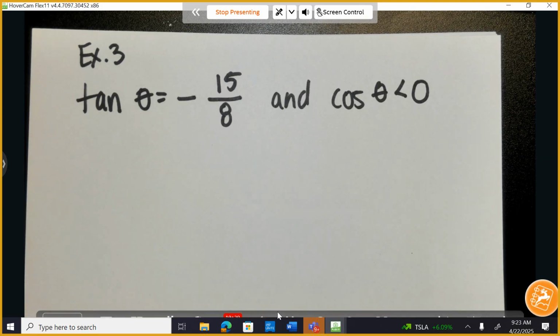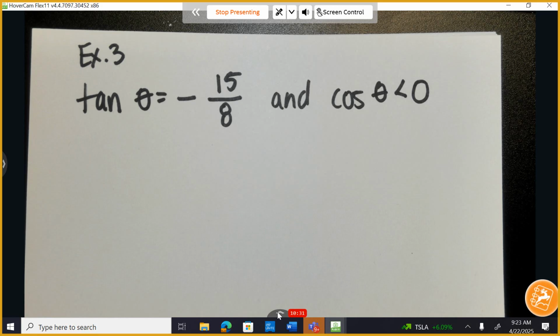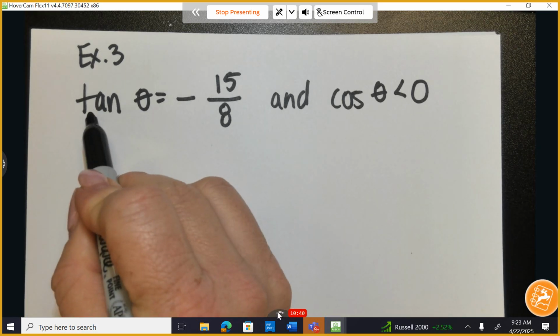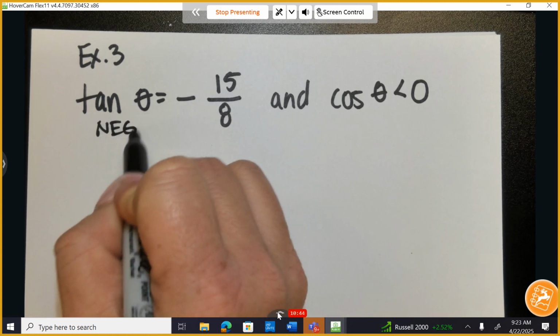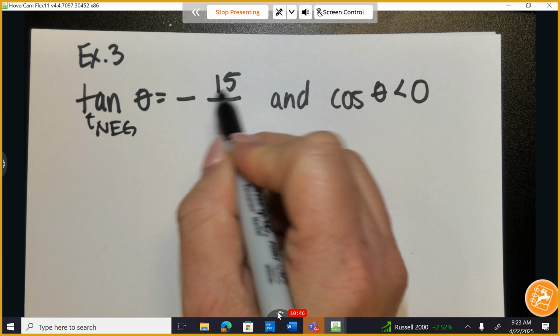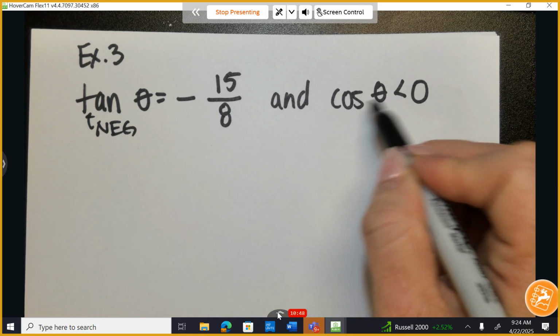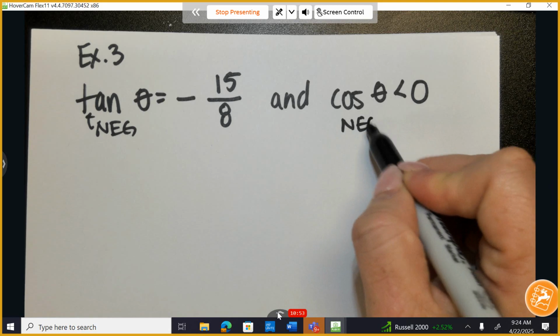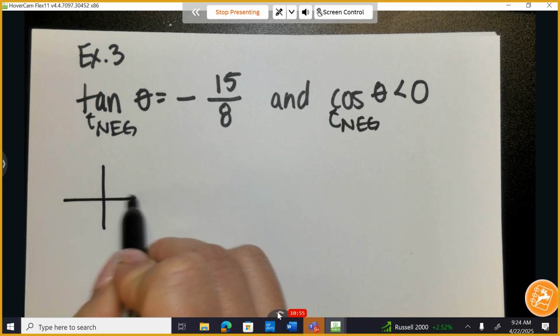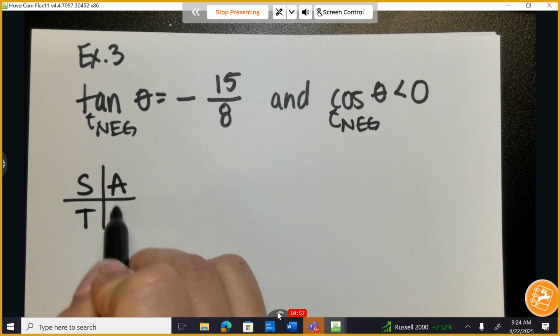Look at example number 3. So the first thing we're going to do is our goal is to determine which quadrant, 1, 2, 3, or 4, will have the double shading. So let's look at the facts that they give us. I can see that I have a tangent value that is negative. So underneath this, I'm going to write negative. I don't care what the number is, I can see it's a negative value. And this says the cosine of the angle is less than 0. Less than 0 also means negative. So I'm going to write down all star trig class.